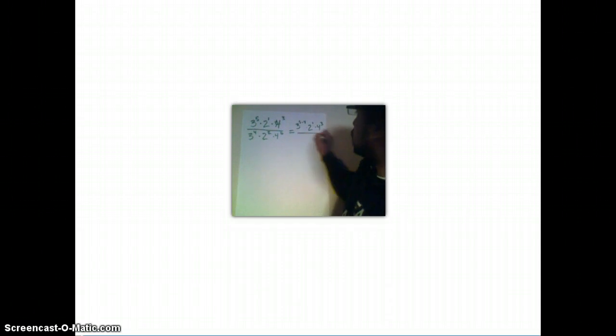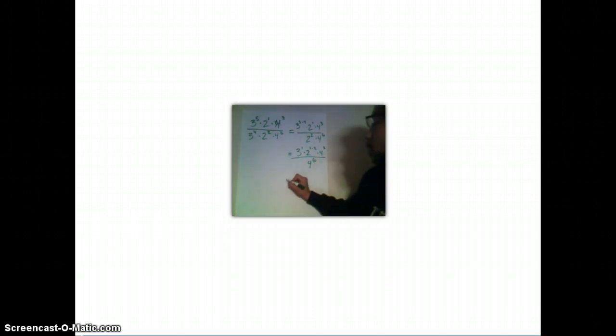Math is not a race. It's not about who can get it done fastest. So right now, the only thing I'm working with is this 3 to the 5th minus 4. And that's going to give me 3 to the 1st. And then in the second problem, I'm going to work with my 2's. So it's 1 minus 2. And then what's left over is 4 cubed and 4 to the 6th. What's 1 minus 2? It's going to be negative 1.